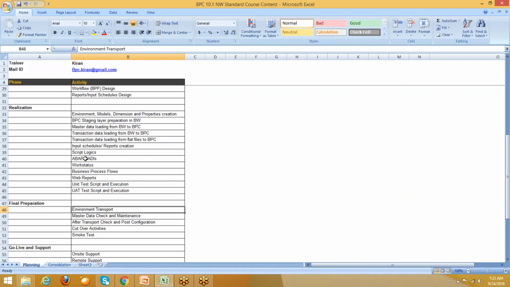Final preparation, I'm going to explain how to transport whatever developed objects, how to transport to quality system, from quality to production, how basis is going to transport. Once you transport to production, you have to understand whether master data is available or not. You have to load production master data to BPC.